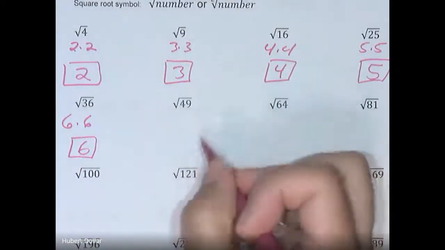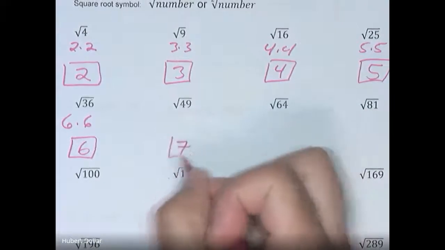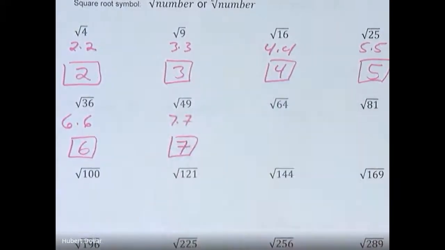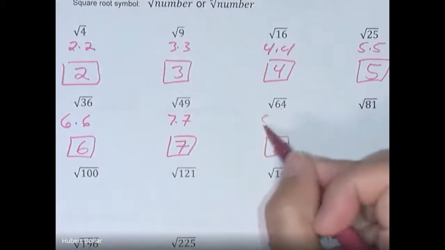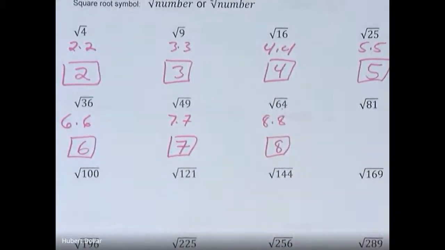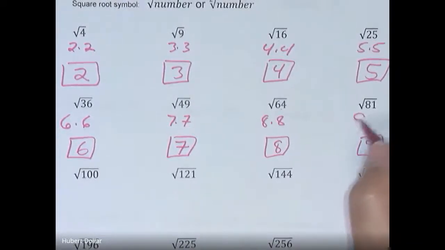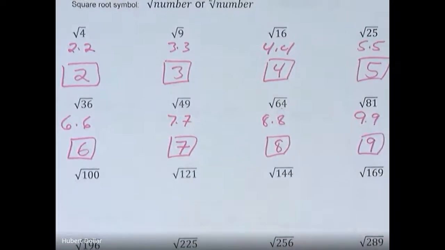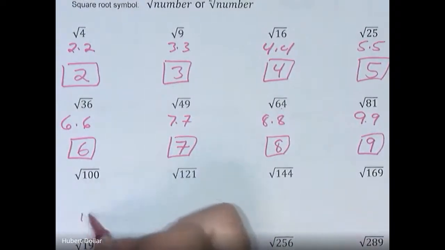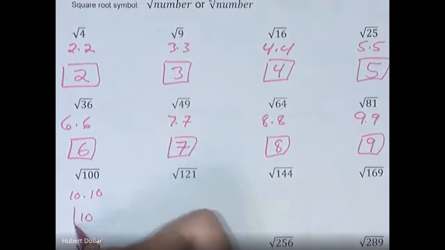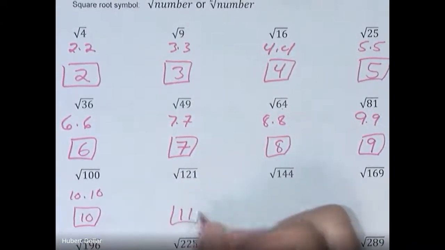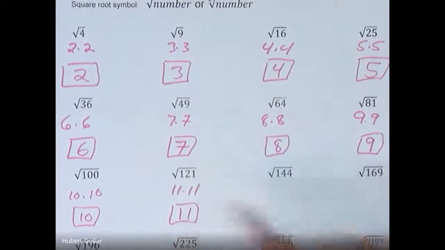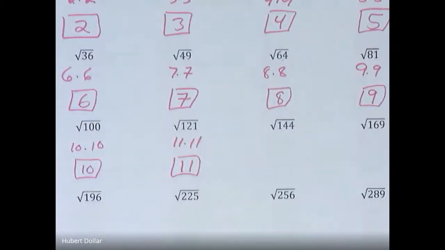You guessed it, the square root of 49 is 7 because 7 times 7 is 49. The square root of 64 is 8 because 8 times 8 is 64. The square root of 81 is 9 because 9 times 9 is 81. The square root of 100 is 10 because 10 times 10 is 100. The square root of 121 is 11 because 11 times 11 is 121.